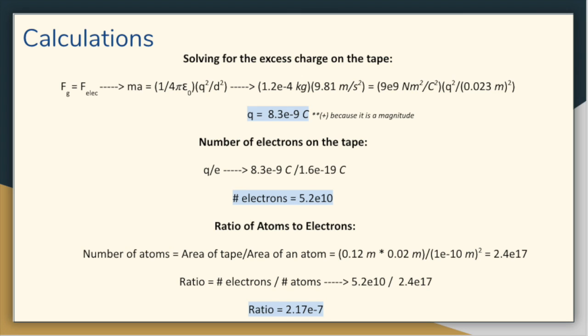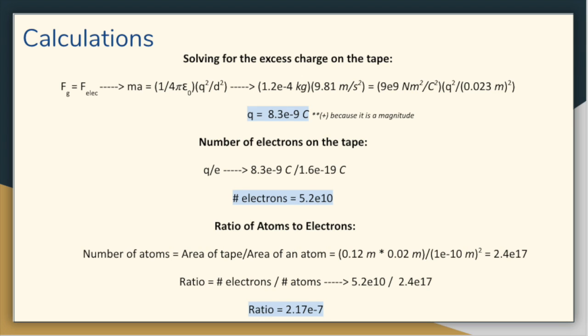Next, I calculated the number of electrons on the tape. I did this by taking the overall charge that I calculated in the first problem and dividing by the charge of one electron, 1.6 times 10 to the negative 19th coulombs. I got that the number of electrons was 5.2 times 10 to the 10th.